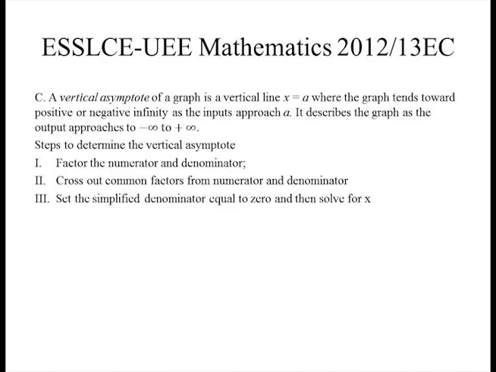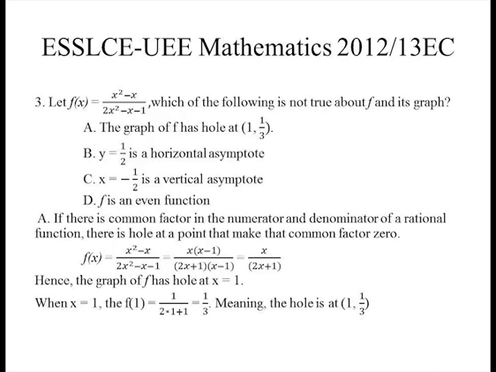Step 3, set the simplified denominator equal to 0 and then solve for x. The simplified denominator is 2x plus 1, which is equal to 0. Take plus 1 to the other side of the equality and divide both sides by 2. We find x is equal to negative 1 over 2. Thus, x is equal to negative 1 over 2 is a vertical asymptote. Choice D, f is an even function.